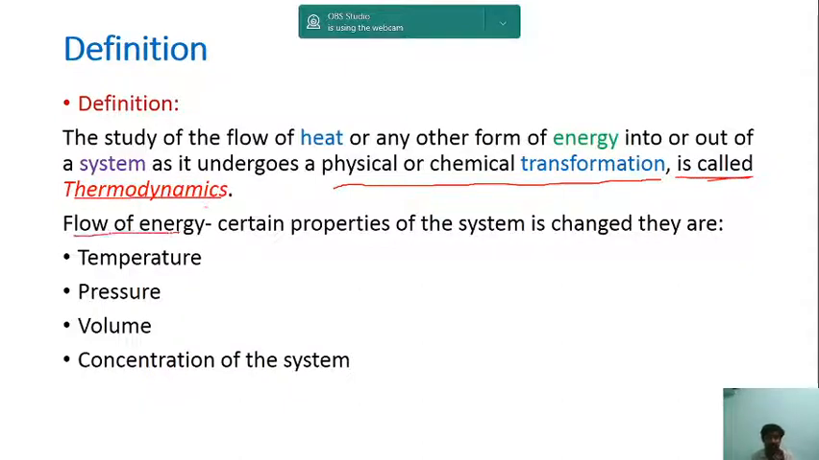Basically, it is a flow of energy, and in this flow of energy, certain properties of the system are changed. For example, temperature, pressure, volume, and concentration of the system are varied. Basically these 4 are varied, and many more properties are also varied, and we take these 4 to be the very important ones.